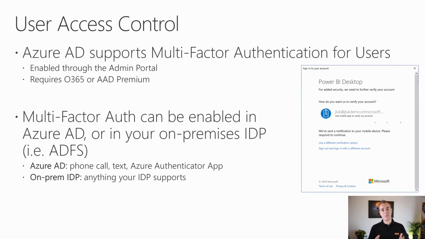Okay. Now, what are some of the things that you can do that you might not know with these credentials? Well, the first thing that you can do, of course, is turn on multi-factor authentication. And again, you can turn this on for all your assets inside of Azure Active Directory. You enable this through the admin portal. It does require Office 365 or AAD Premium. So if you just have Power BI, you need to get AAD Premium to be able to turn on multi-factor authentication. When you turn it on, it can be enabled in Azure AD or on-premises. So you can do all kinds of things like phone calls, text, Azure Authenticator app, or when you have an on-premise IDP, it's anything that your IDP supports. Okay, so multi-factor authentication, again, is not a feature of Power BI. It is a feature of AAD.